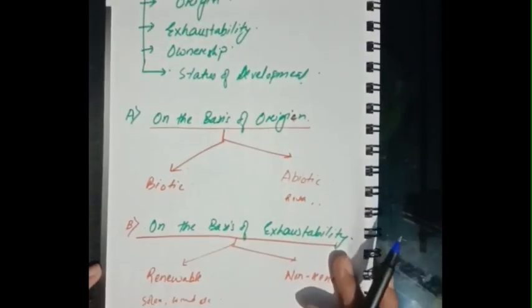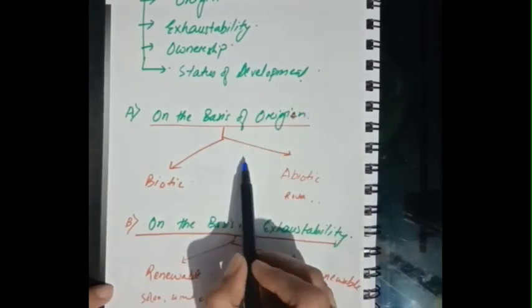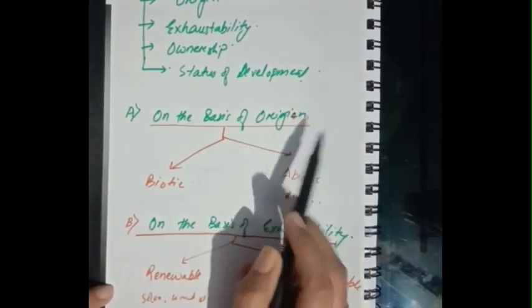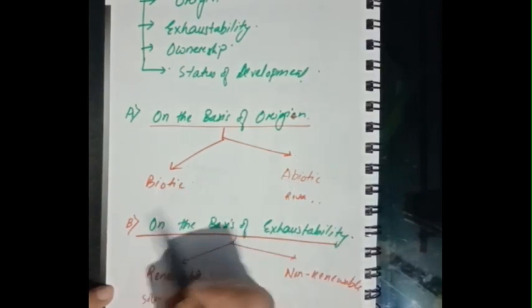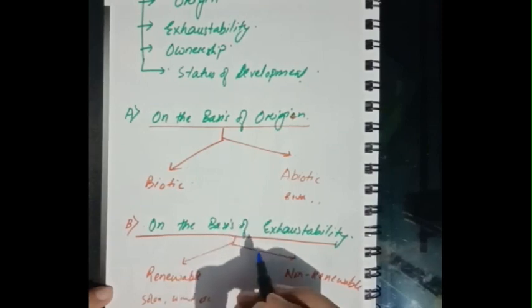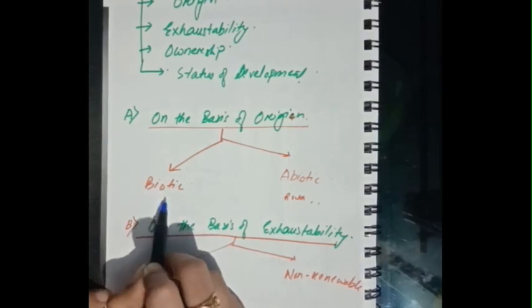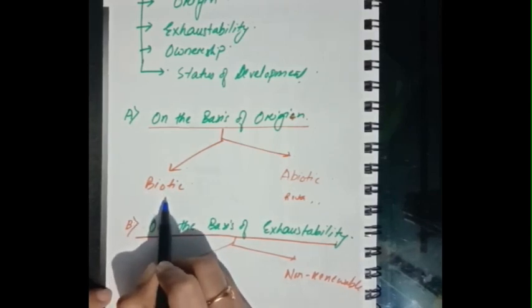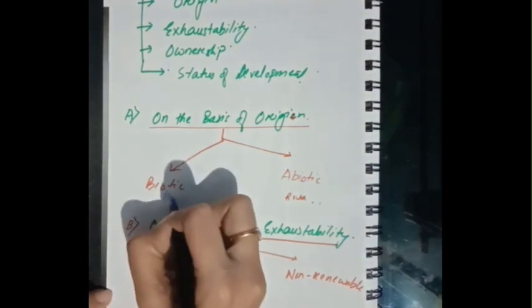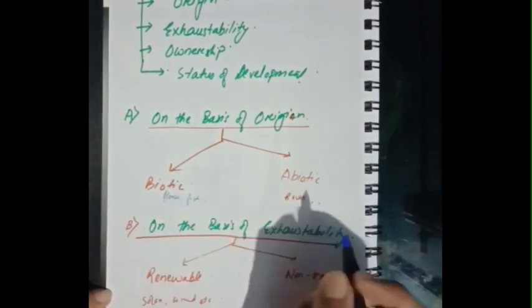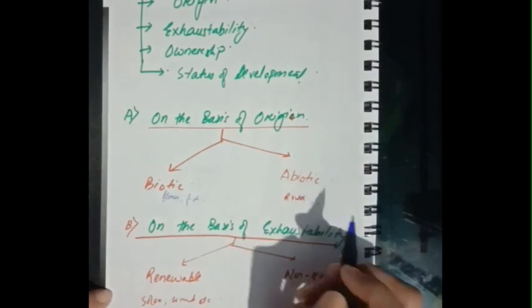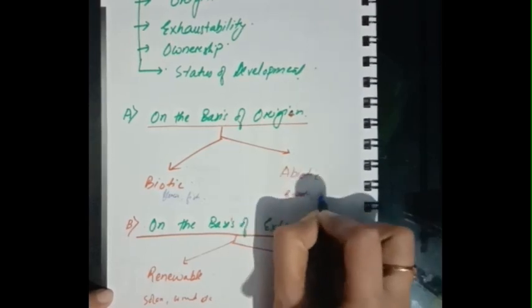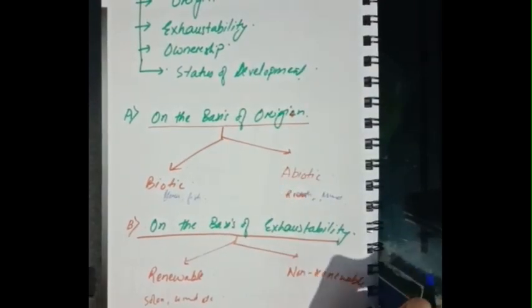First of all, let's discuss the types of resources based on origin. There are two types, that is biotic and abiotic. Biotic are those resources which are obtained from our environment and have life, known as biotic resources. Examples include human, fish, flora, fauna, etc. And abiotic resources are non-living things. Example, rocks, minerals, and many more.